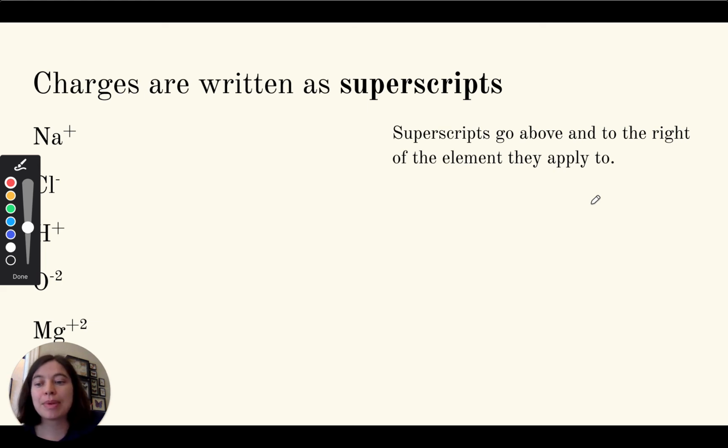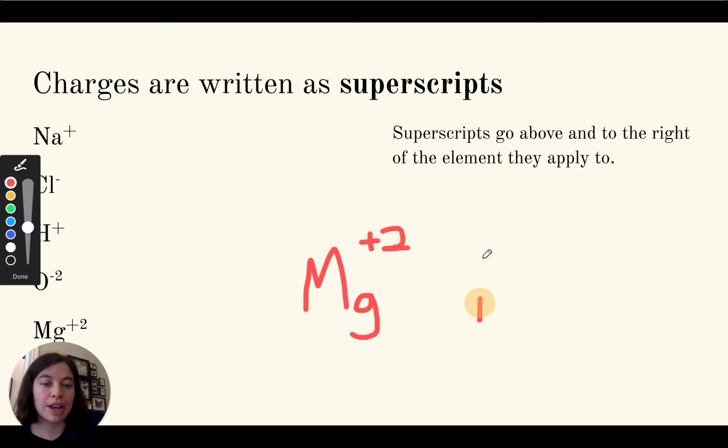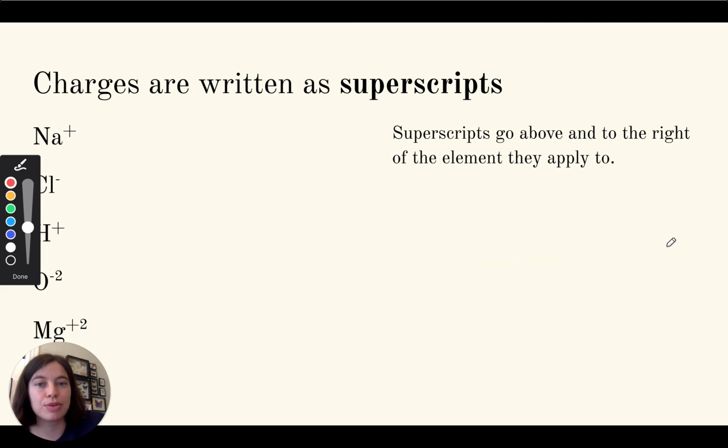Magnesium can form cations with a charge of +2. So I would write Mg. Notice the M is capital, the g is lowercase, +2. Or I could write Mg 2+. Either way is fine. So those superscripts, those numbers that go up above, those are our charges.